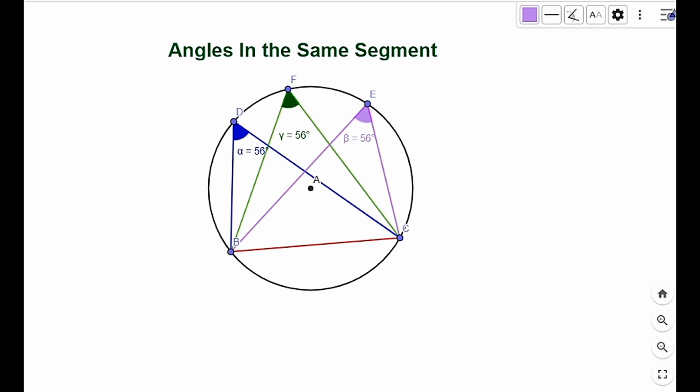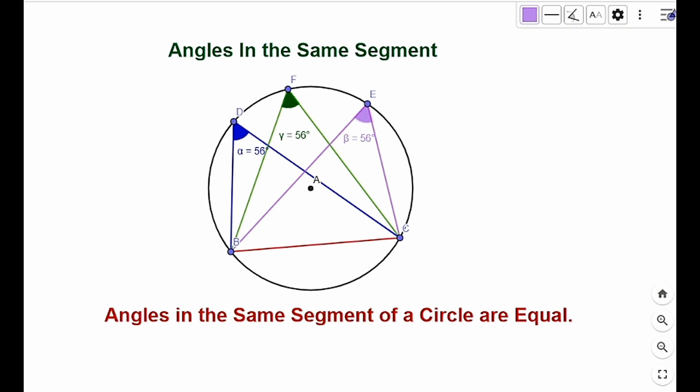So all the angles subtended by the arc BC or segment BC, or we can say chord BC, at the remaining part of the circumference are equal. Angle alpha, angle beta and angle gamma are the angles subtended by the chord BC at the remaining part of the circle, and all angles are equal. So we can say that the angles in the same segment of a circle are equal.